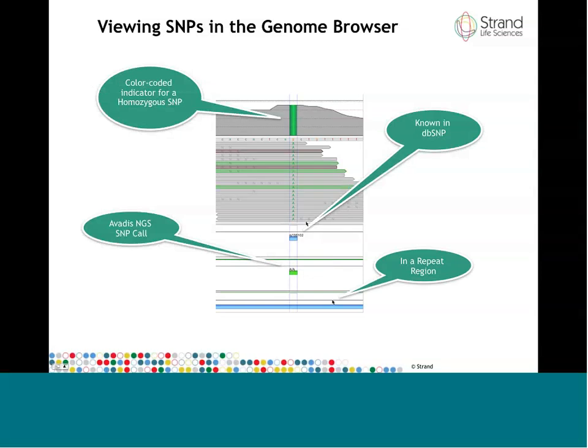And you can also drag in a repeat regions track that allows you to see, for every one of the SNPs that you have, whether it is in a repeat region or not, and you can filter those SNPs that are not in repeat regions very easily.